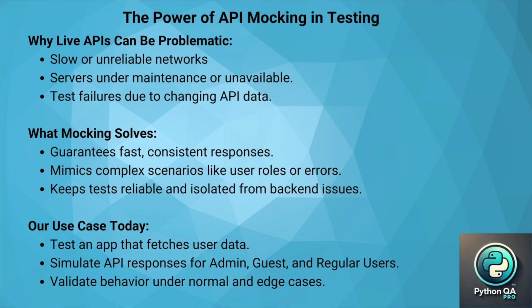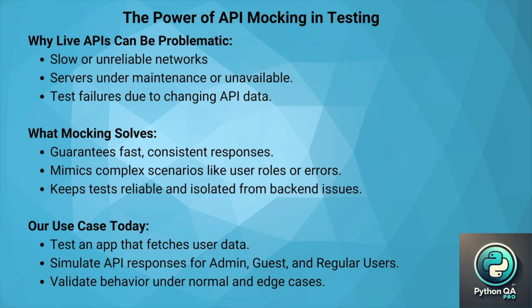Let's get started. Relying on live APIs during testing can introduce a lot of instability. Network delays or server issues are common and can make tests fail even when the app is fine. Mocking API responses allows us to bypass these issues entirely. It gives us full control over the data we test with, lets us simulate tricky edge cases, and makes tests faster and more reliable.